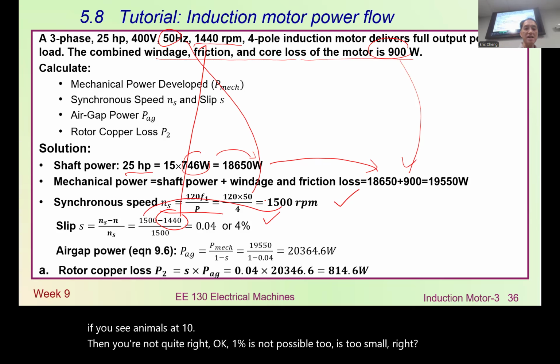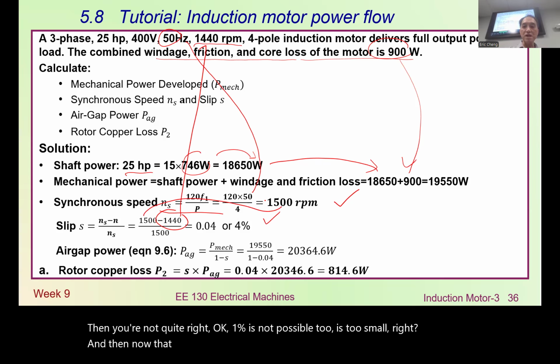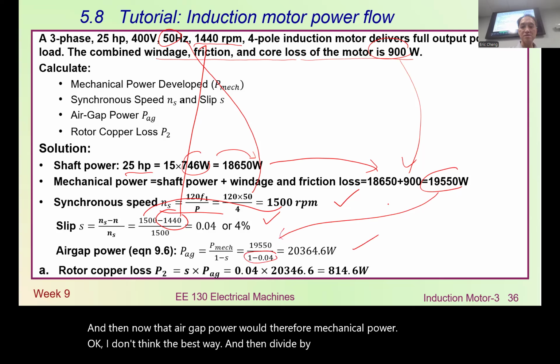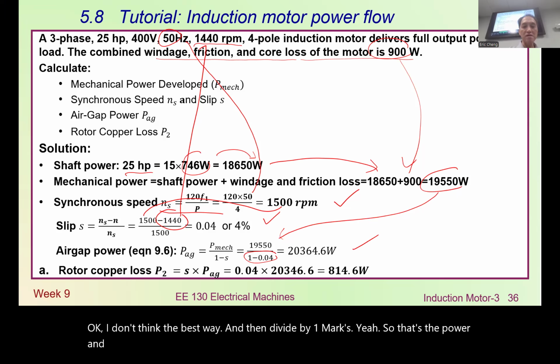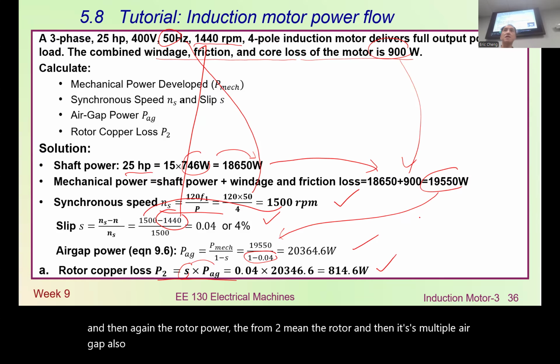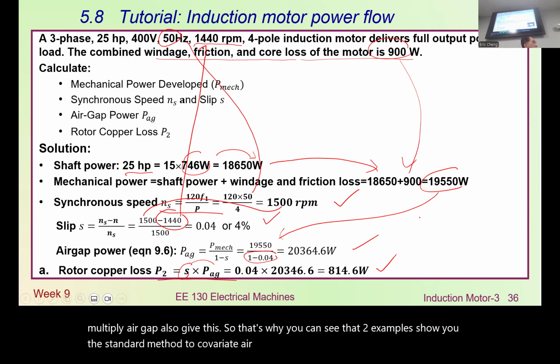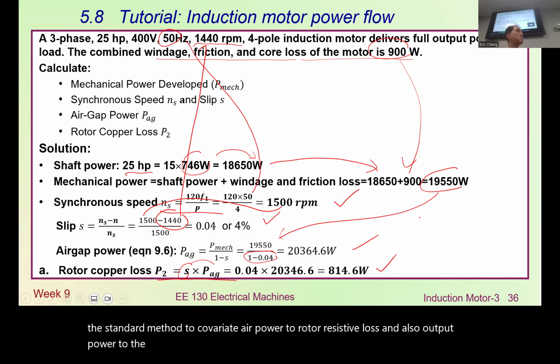And then the air gap power is the mechanical power divided by 1 minus S. So that's the power. And then again, the rotor copper loss is S multiplied by the air gap power, which gives this. So you can see that the two examples show you the standard method to correlate the air gap power to rotor resistive loss and also output power to the shaft. Okay, so the two examples show you a very standard method to do that. I think you all can handle it.